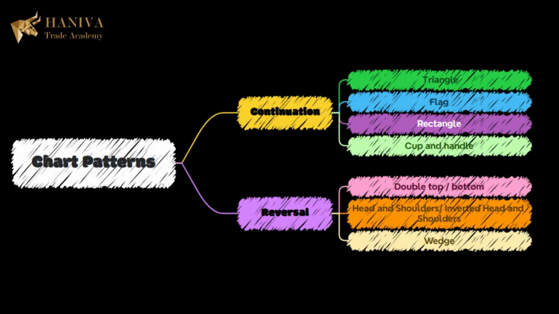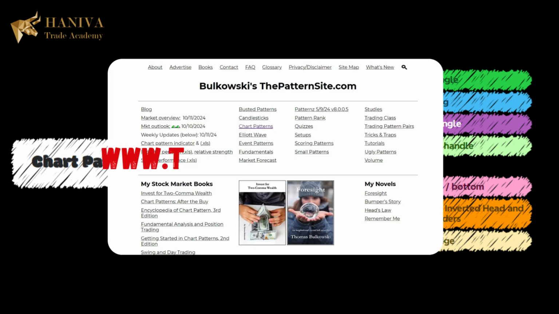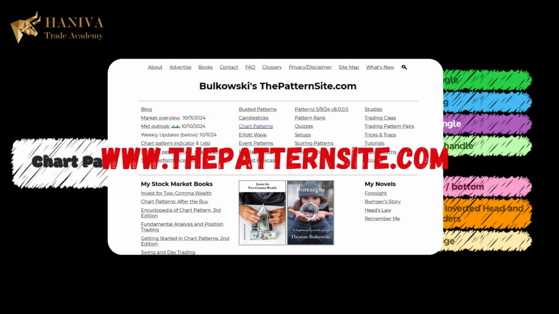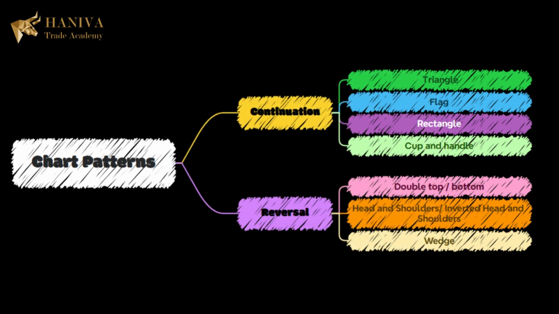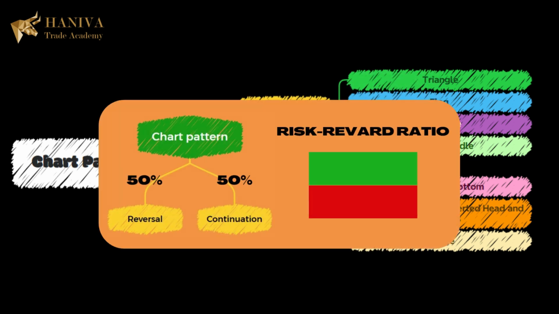As you know, chart patterns are divided into two categories: continuation and reversal. This classification suggests how patterns in each category should move. However, if you visit thepatternSite.com, you'll find that most of these patterns have a success rate of around 50% or slightly higher, and they are categorized solely based on a slight percentage difference between these two categories. So, we can disregard these slight variations and say that the success rate of patterns is 50%.